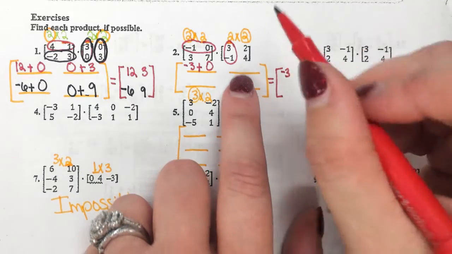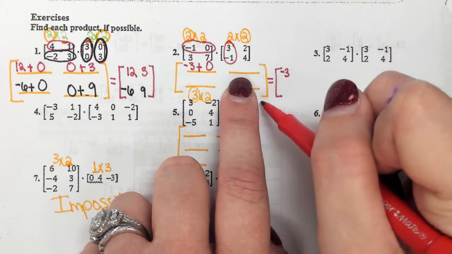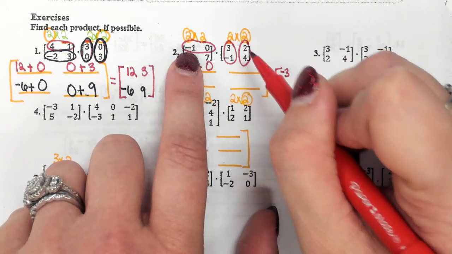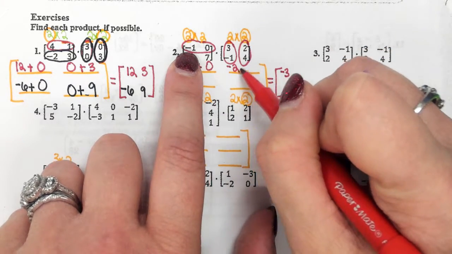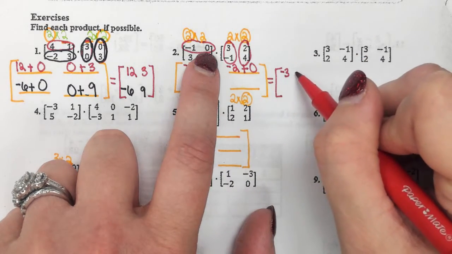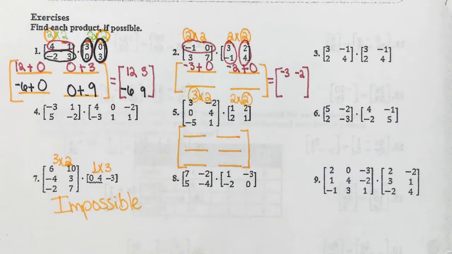All right, so we still have the first row, but now it's in the second column. So negative 1 times 2 is negative 2. And 0 times 4 is 0. Y'all okay? I told you it was easy. It can just be a little confusing if you don't look at it right.